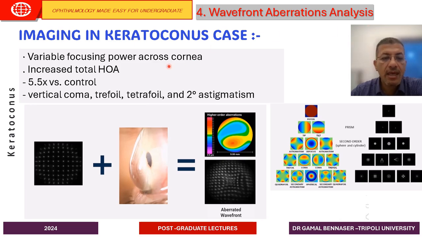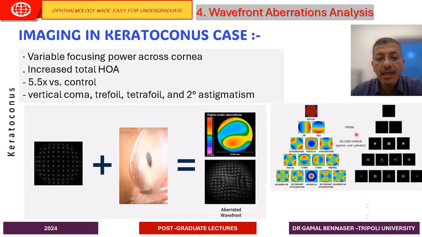As you know, this is the normal wavefront when confronted with an aberrated, abnormal cornea or irregular surface of the cornea. This will be reflected back by the aberrations and defocusing that happens in the retina, and the wavefront will be aberrated. In patients with keratoconus, the most common aberrations are vertical coma, trefoil and tetrafoil, and secondary astigmatism.